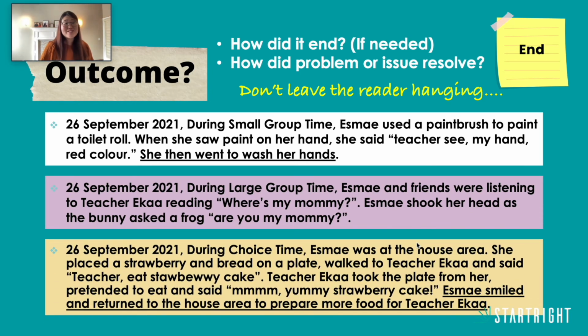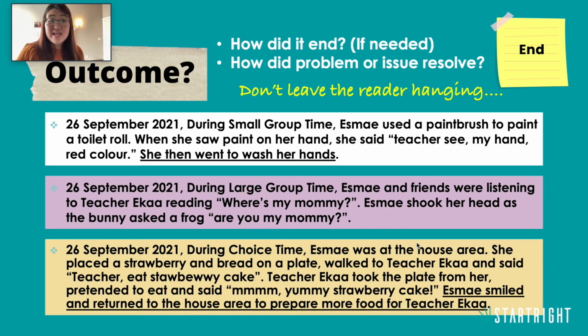26 September 2021, just talking about the end. During choice time, Esme was at the house area. She placed the strawberry and bread on a plate. Walked to teacher Ika and said, "Teacher, it's strawberry cake." Teacher Ika took the plate from her, pretended to eat and said, "Yummy strawberry cake."